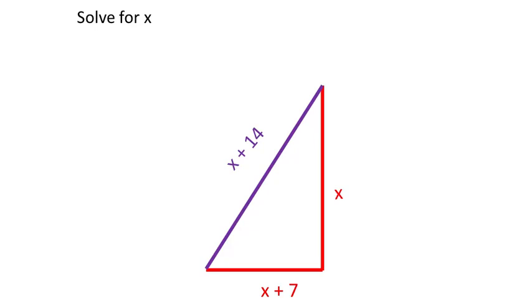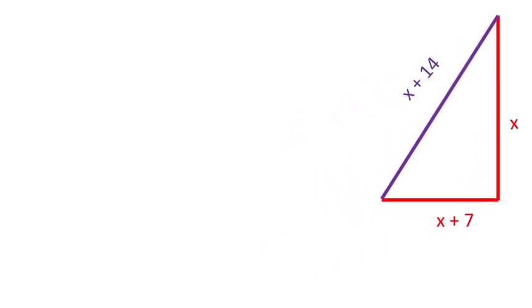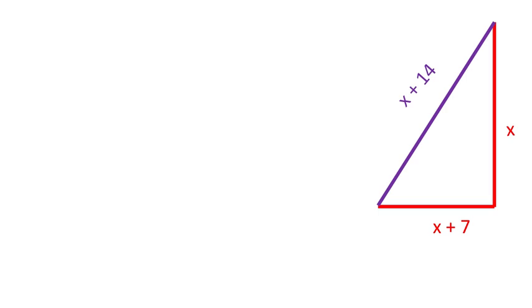Solve for x. Well, there's lots of x's. And we got some relationships going on here, right? Like, here's this leg, and, well, this one's 7 units longer, and this one is 14 units longer. Let's see how this plays out. So once again, we're just going to go back to our Pythagorean theorem, and we have values to work with, so that's nice.